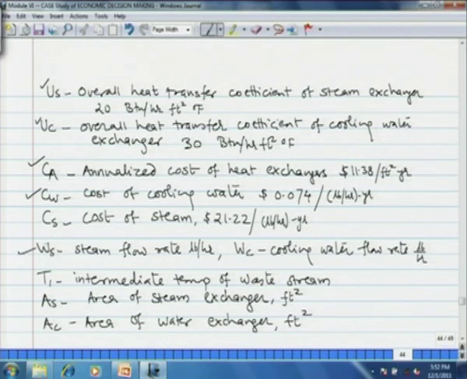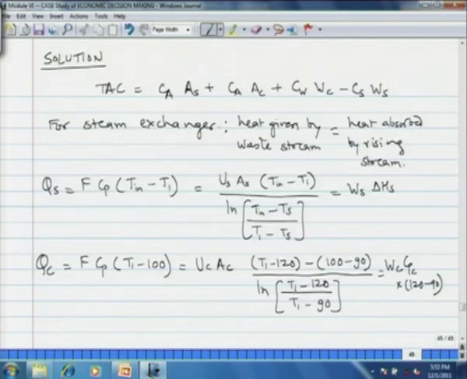WS is the steam flow rate in pounds per hour. WC is the cooling water flow rate in pounds per hour. T1 is the intermediate temperature of the waste stream. AS is the area of the steam exchanger in feet square, and AC is the area of the water exchanger or the subcooler in feet square. Now, what we have to find out is the optimum intermediate temperature T1, for which the total annualized cost of the unit is minimum.